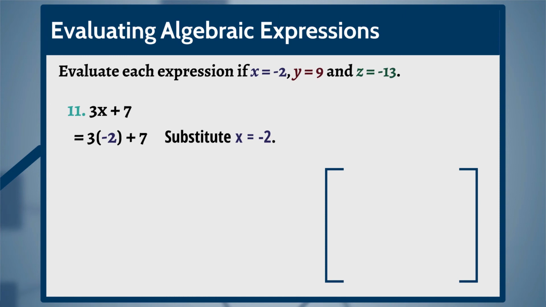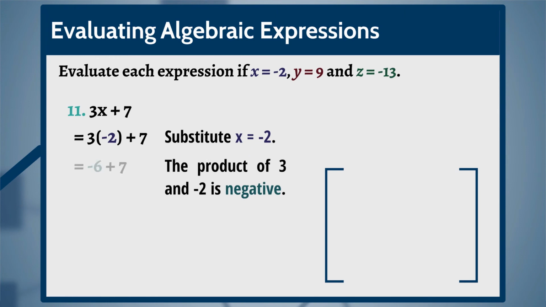We will multiply 3 and -2. 3 is positive, while -2 is negative. The signs are different. Then the product of 3 and -2 is negative. So we have -6 plus 7, and adding gives us 1.